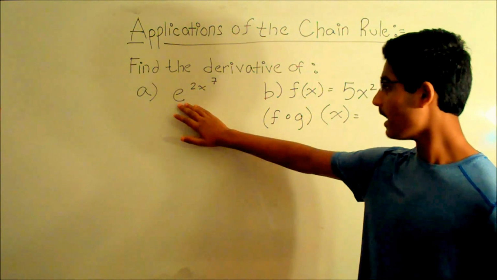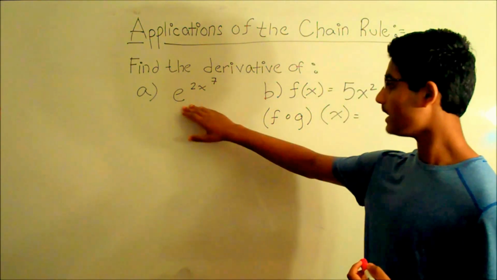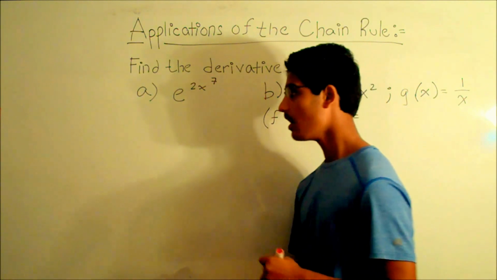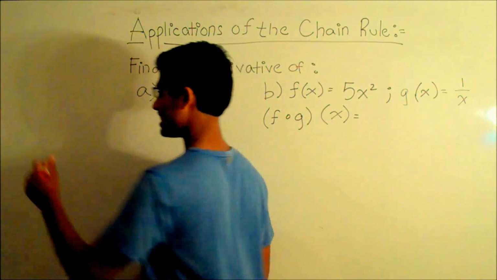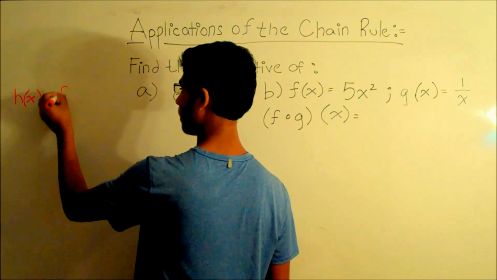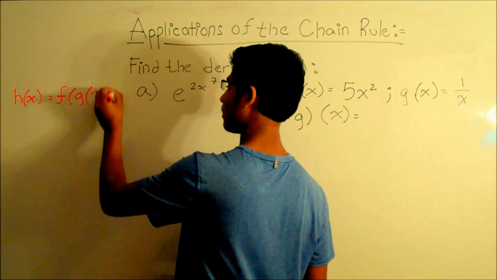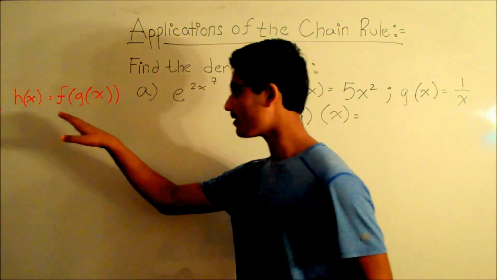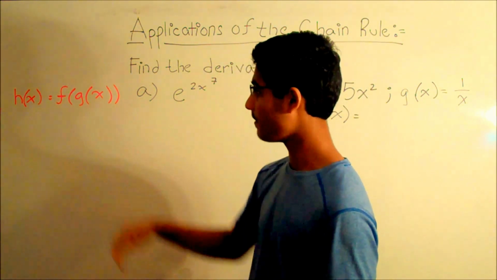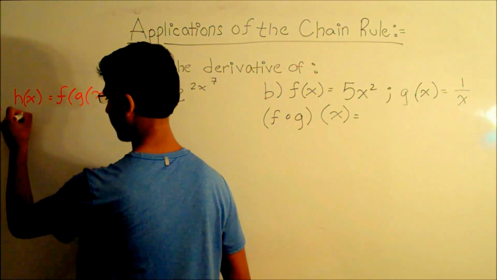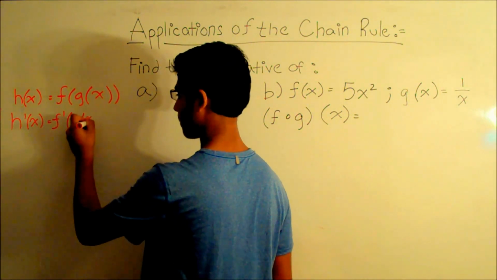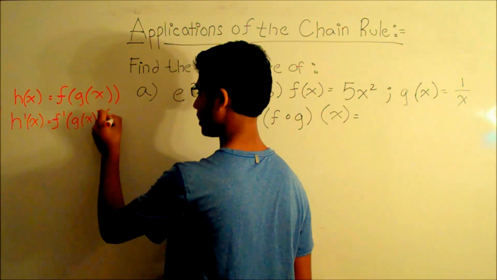Here we see that we have e, but instead of having e to the x, we have e to the something other than x. Whenever we have something other than x, we have to use what is called the chain rule. The chain rule says that if h of x is equal to f of g of x, so here we have the function, and then we have something other than x, which is g of x, then h prime of x is equal to f prime of g of x times g prime of x.